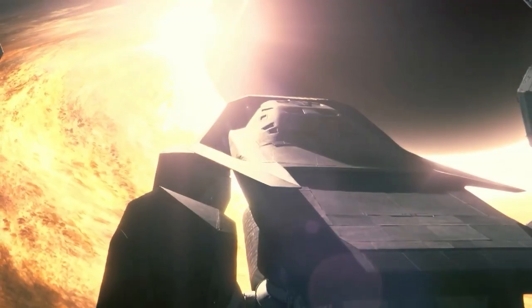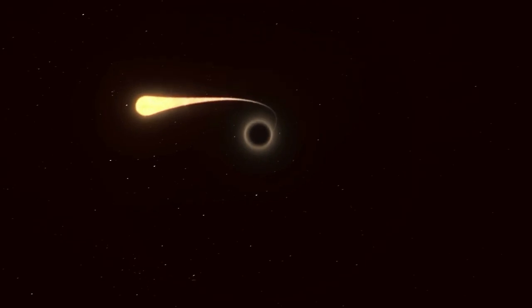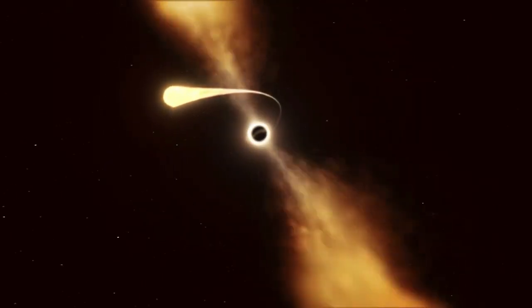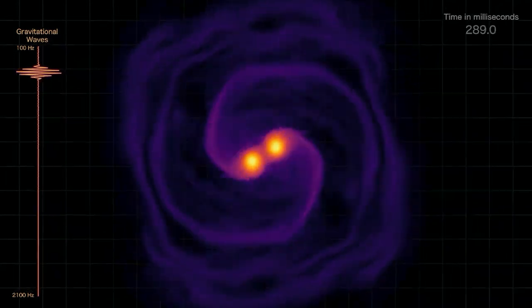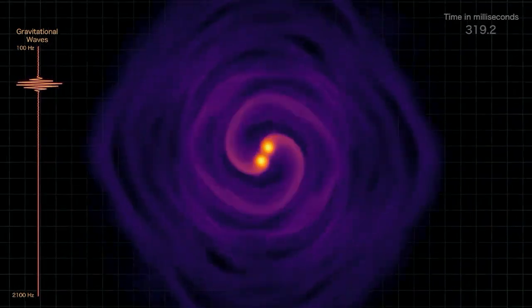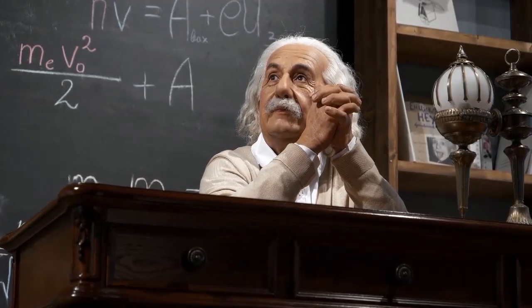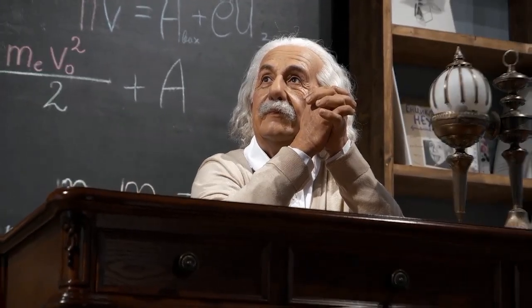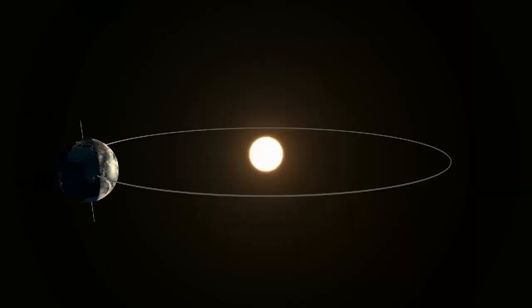As you get close to a black hole, space-time stretches and speeds up. This can lead to spaghettification, where objects get stretched into long, thin strands, just like spaghetti, by the black hole's intense gravity. When two black holes collide, they create powerful ripples in space-time called gravitational waves. These waves were first predicted by Einstein and finally detected in 2015.